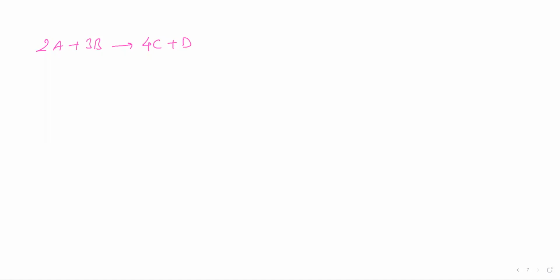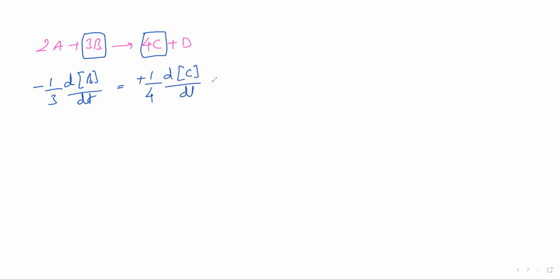Now for this, let us write the rate of reaction in terms of B and C. In terms of B, it is rate of disappearance of B, that means the concentration of B is decreasing, which is indicated by a negative sign. So the coefficient becomes a fraction, 1/3, times change in concentration of B by change in time. And with respect to the product, concentration is increasing, that means plus, coefficient becomes fraction 1/4, times change in concentration of C by change in time.